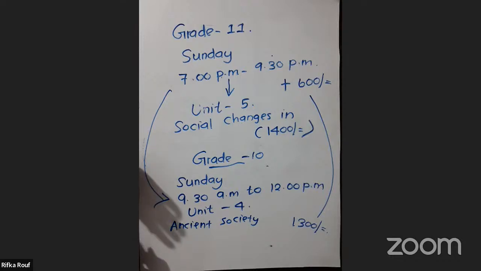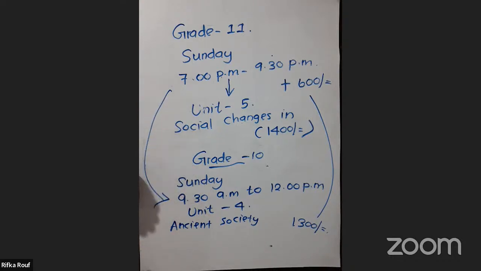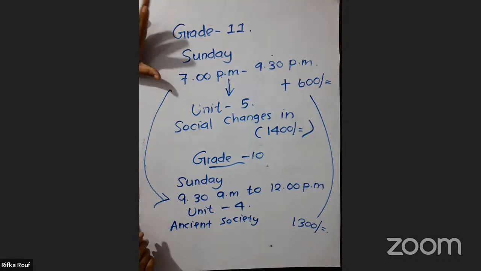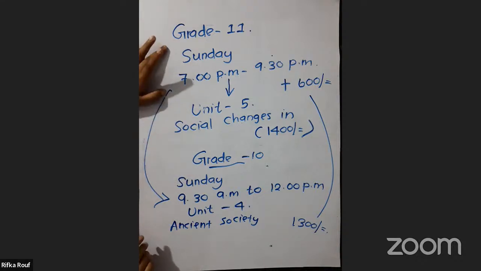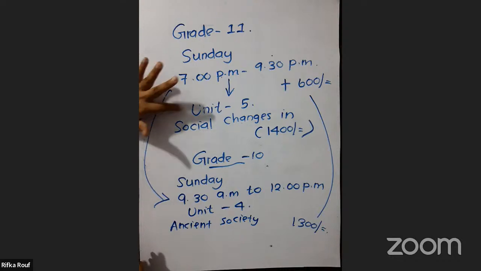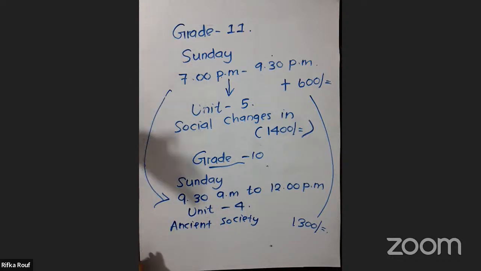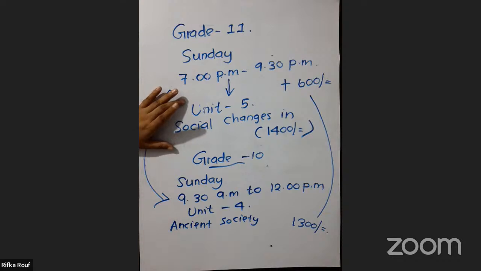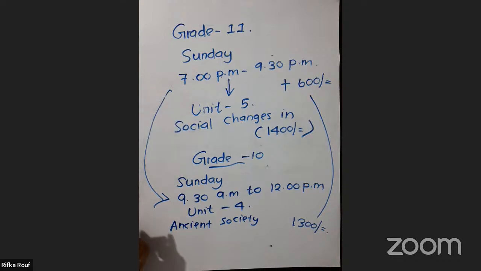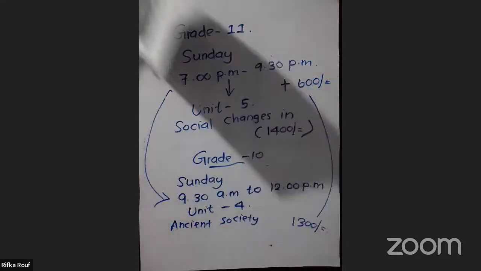Okay, you want me to say the fees again? I'll tell you one last time. Please take a note. Children, for Grade 11, the theory classes are on Sunday from 7 to 9:30 p.m. I am now doing Unit 5. Sorry, I have completed Unit 4 and we had a unit exam as well. So I am going to start Unit 5, which is the social changes in Sri Lanka under the British, this particular lesson this Sunday.